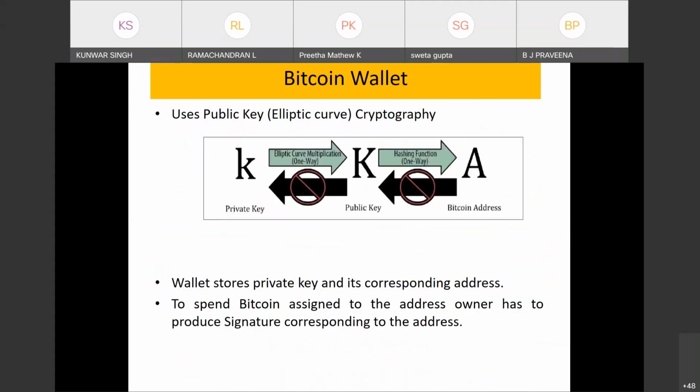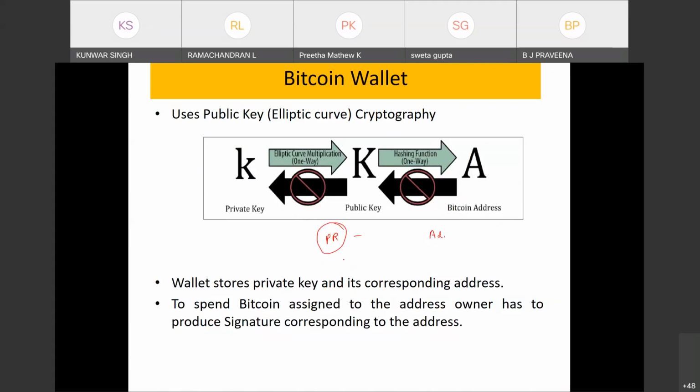Yeah, Bitcoin wallet. So we are discussing this Bitcoin wallet. Now the problem is one has to store the private key and address in a safe place. Basically, a private key one has to store in a safe place.